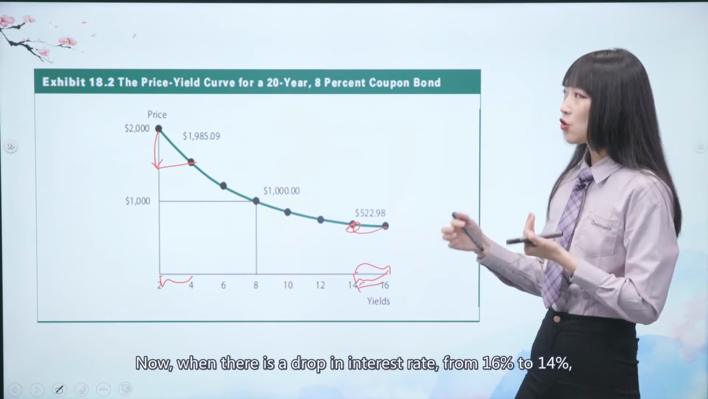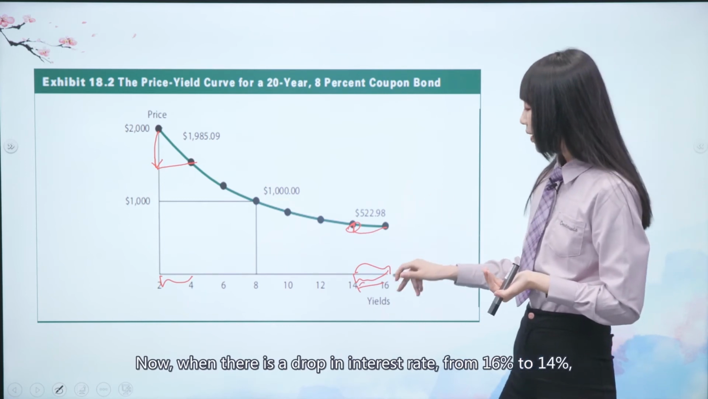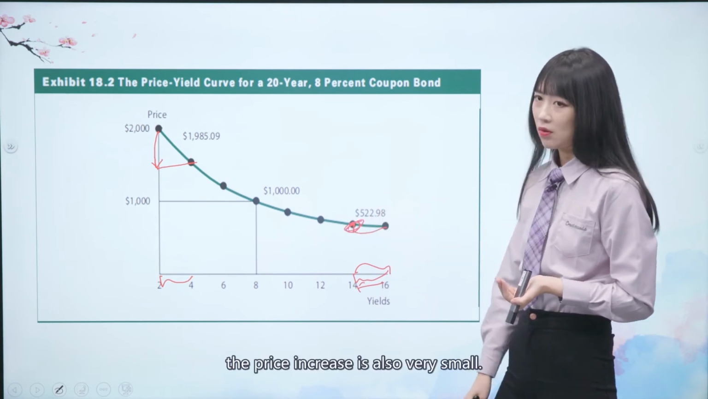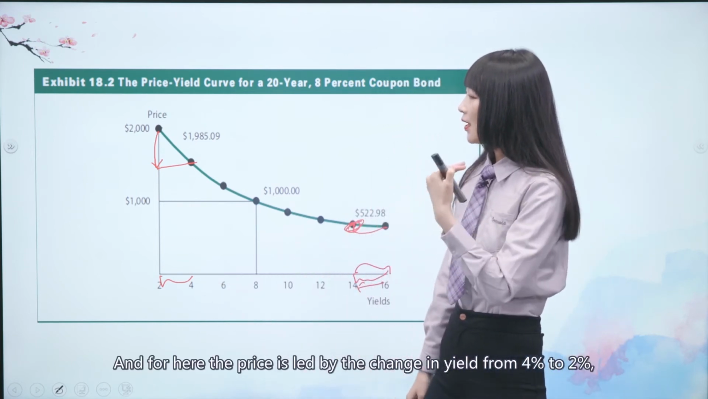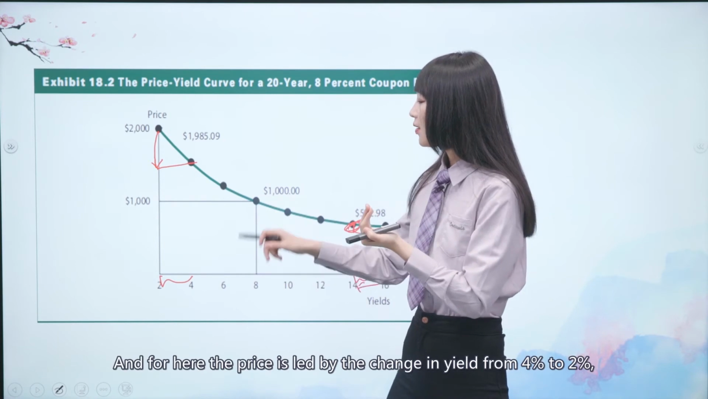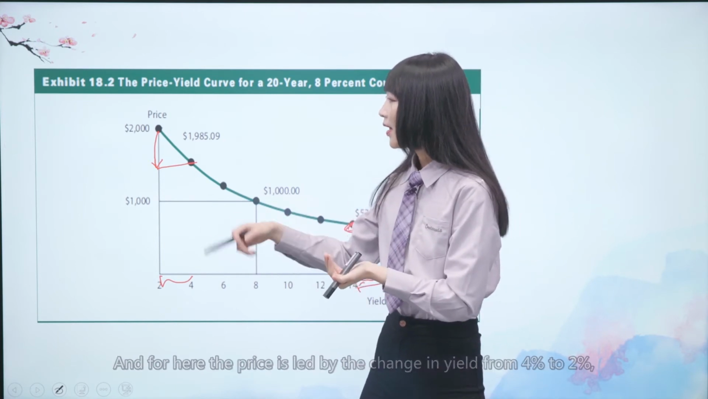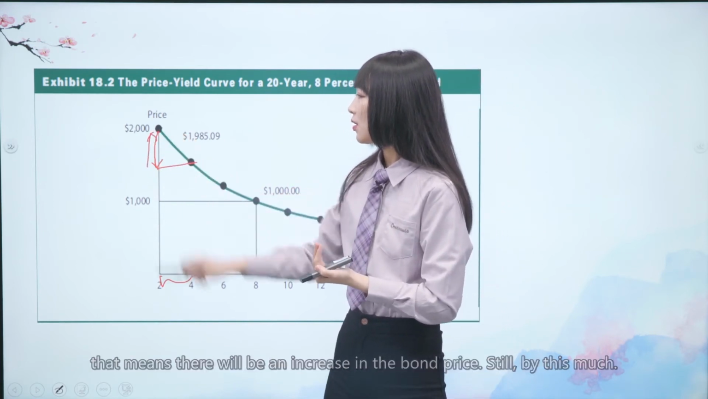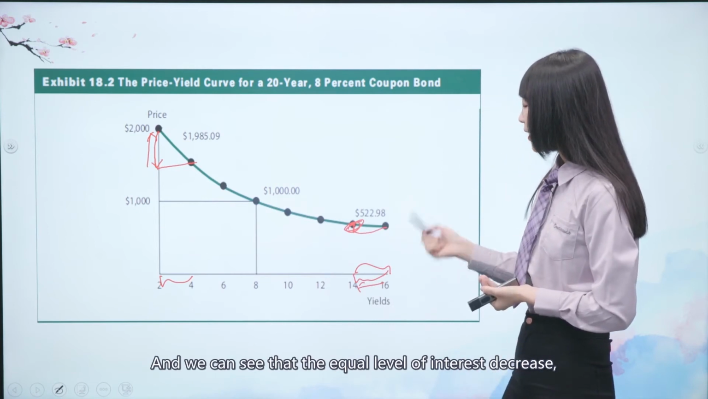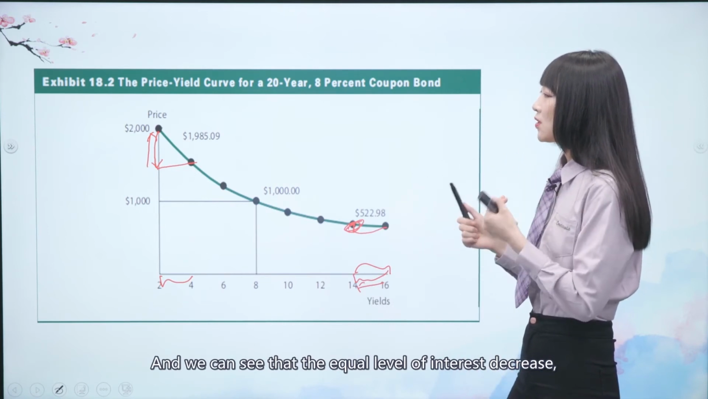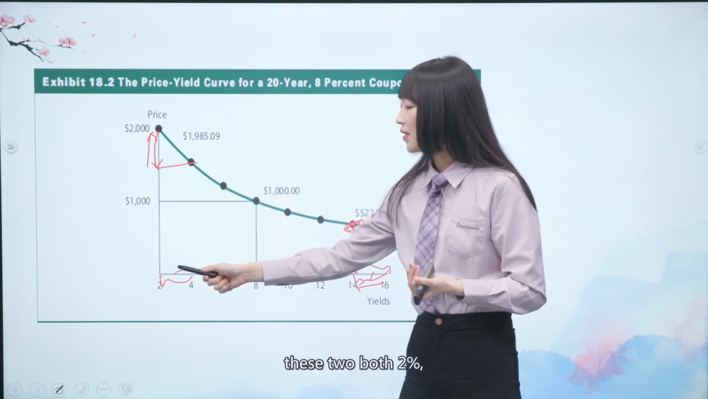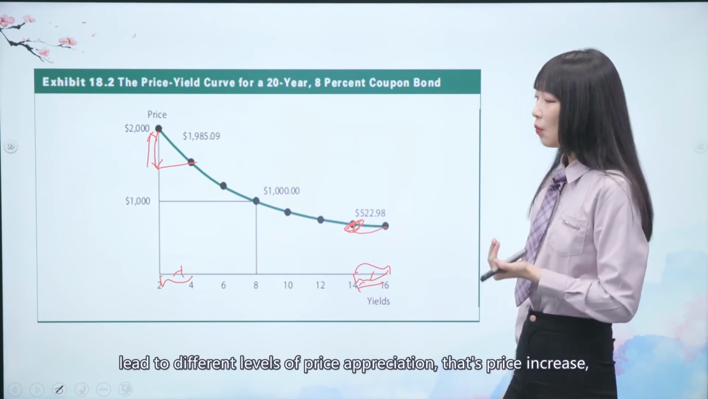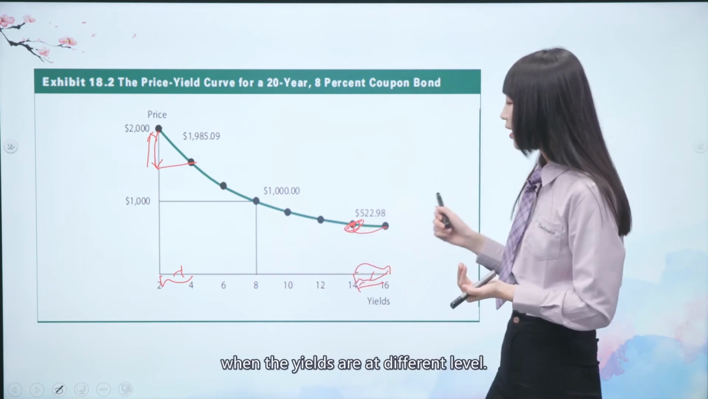Now, when there is a drop in interest rate from 16% to 14%, the price increase is also very small. And for here, the price is led by the change in yield from 4% to 2%. That means there will be an increase in the bond price still by this much. And we can see that the equal level of interest decrease, these two, both 2%, lead to different levels of price appreciation, that's price increase, when the yields are at different levels.